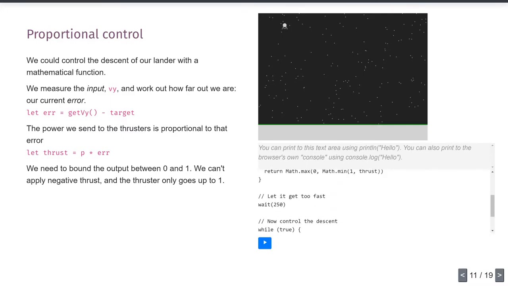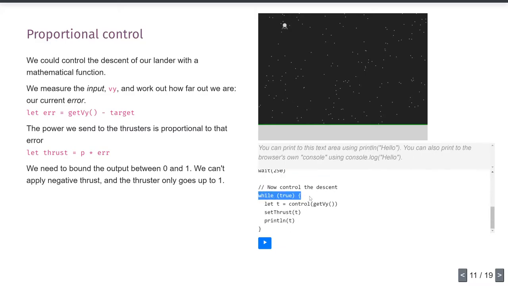And so then down here, what I've said is, look, let's let this shuttle go 250 ticks so that it can pick up some speed, and then we'll turn our control system on. And we will just say forever, while true, then get the thruster power we want from our control function, set the thrust, and I'd also like to print out what the thrust is so that we can kind of see it going past here. Right, that's enough waffle. Let's press play, and we can see it drop for 250 ticks, and then we see it slows itself down.